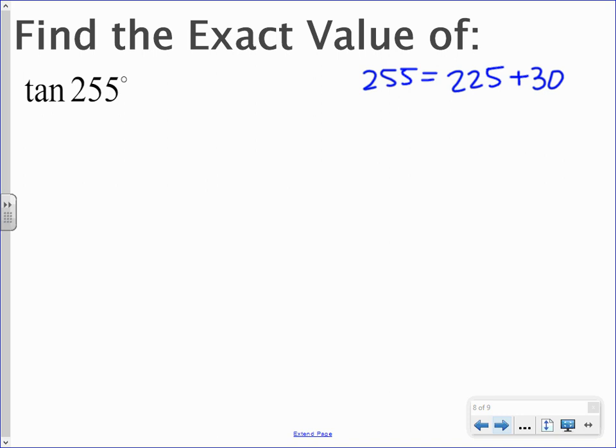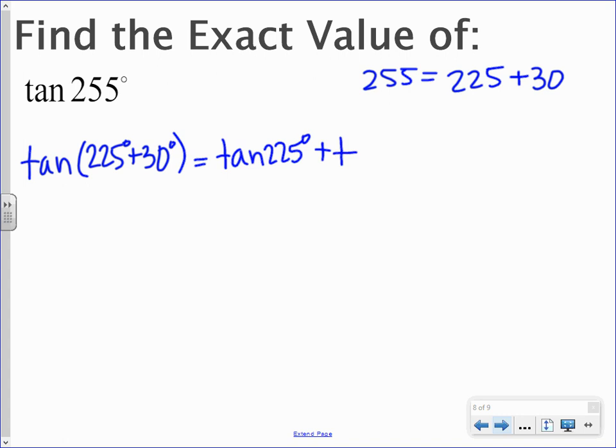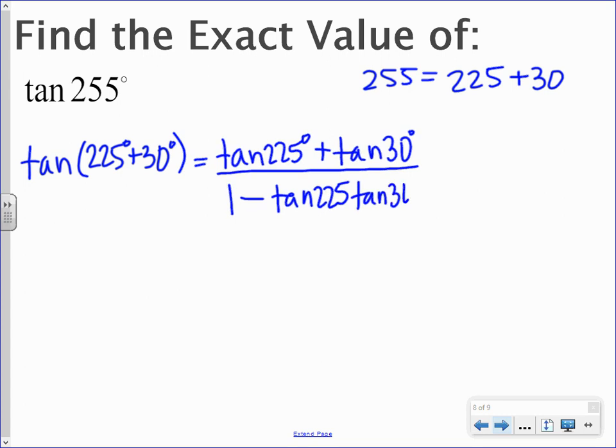All right, so we have the tangent of 225 degrees plus 30 degrees. We need to use our sum formula in order to find the exact value. So we have the tangent of u plus the tangent of v all over 1 minus tangent u tangent v. Okay.